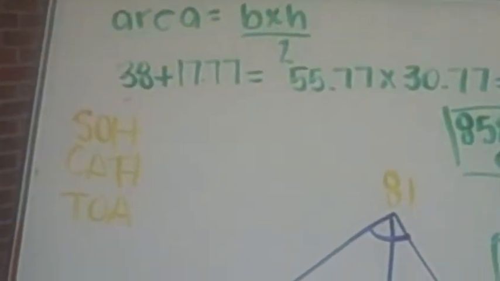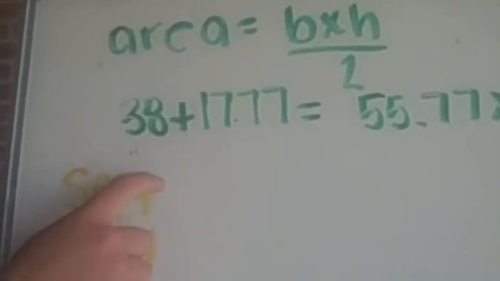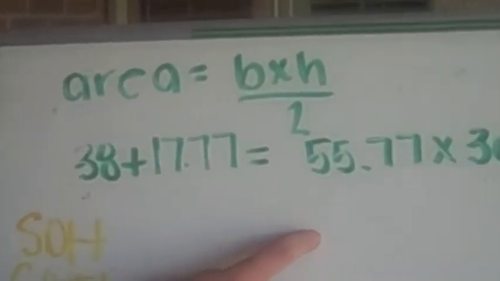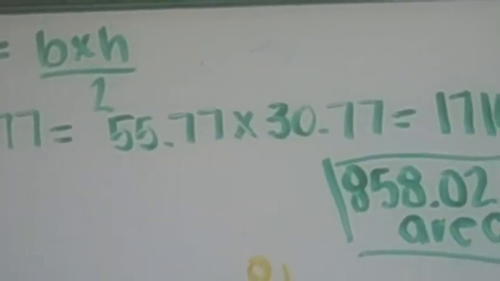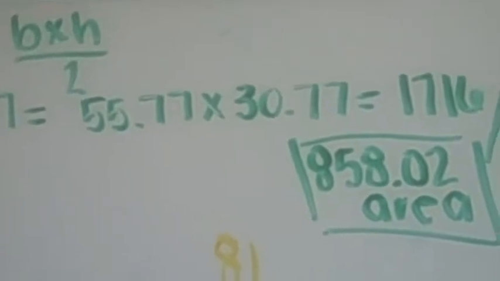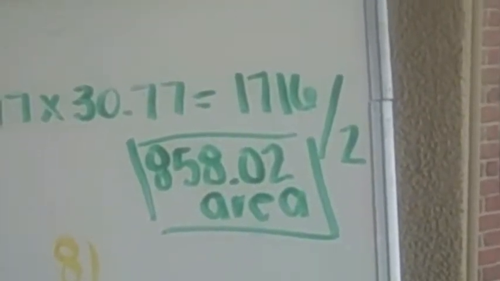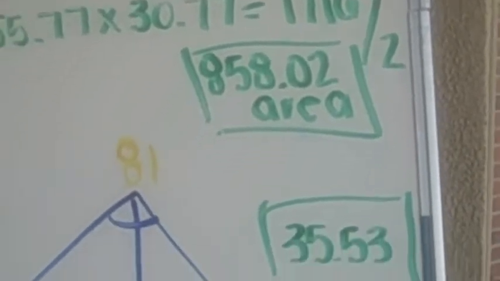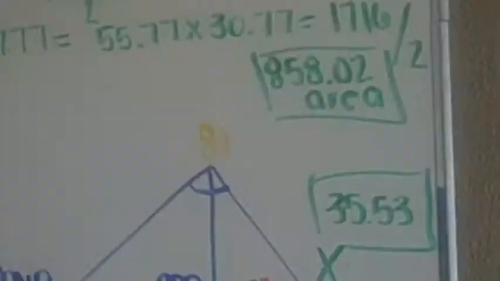Now, to find the area, you would add these two bases, which are 38 plus 17.77, which is 55.77. Then you would multiply that by 30.77, which is the height, which is 1,716, divided by 2, which is 858.02, the total area of the triangle.